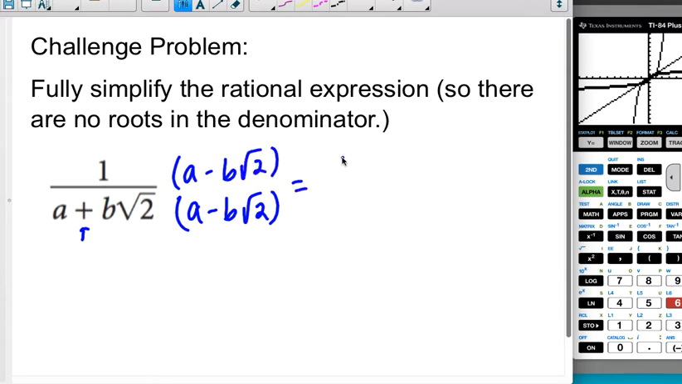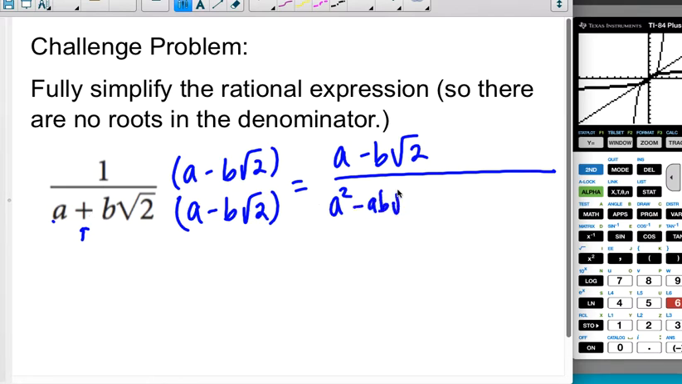So the top is going to be a minus b root 2. And when I FOIL the bottom, I'm going to get a times a, which is a squared. The outer is going to be minus ab root 2. The inner is going to be a plus ab root 2, right? Remember, that's the big hallmark of a difference of squares. The OI sums to 0.